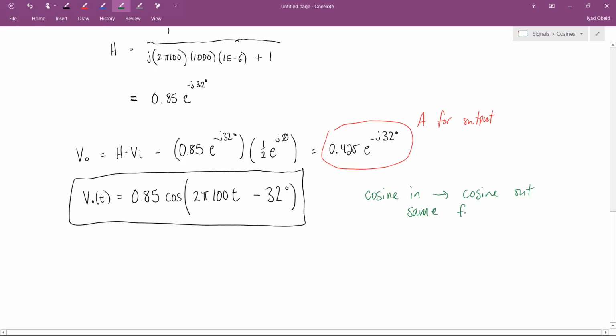Okay, we had 100 hertz in, we get 100 hertz out. The only thing that gets changed is the amplitude and the phase. And the amplitude and the phase get determined by the transfer function. And the transfer function got determined in turn by taking the Fourier transform of the differential equation.